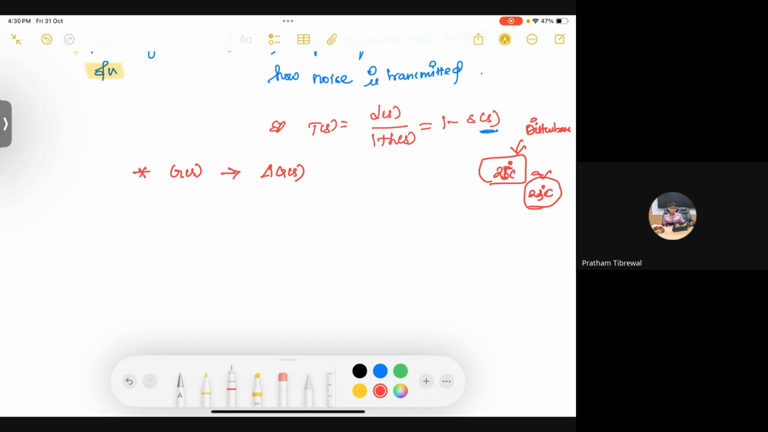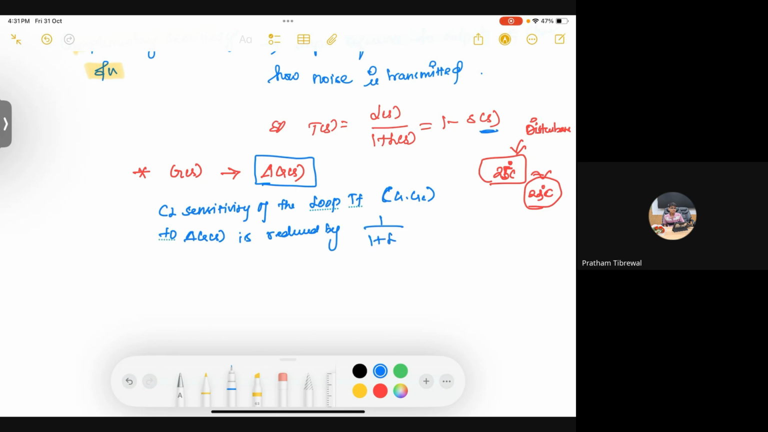So when it comes to sensitivity, in particular closed loop sensitivity, if the plant behavior changes by delta G, the closed loop sensitivity of the loop transfer function, where loop transfer function is G into GC, to plant variation delta G of S is reduced by 1 by 1 plus L. Since L of S is in the denominator, when the loop gain of your G into GC of S is very high, that is greater than 1, the delta G will be attenuated.